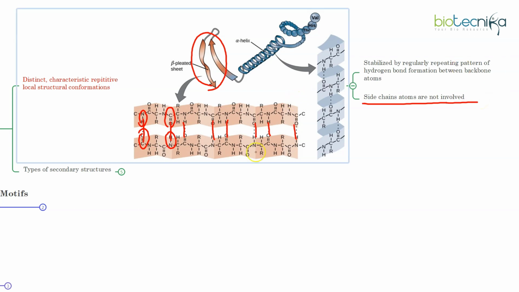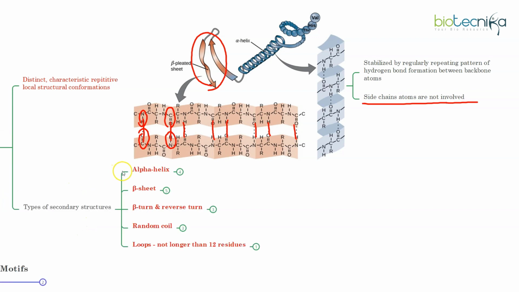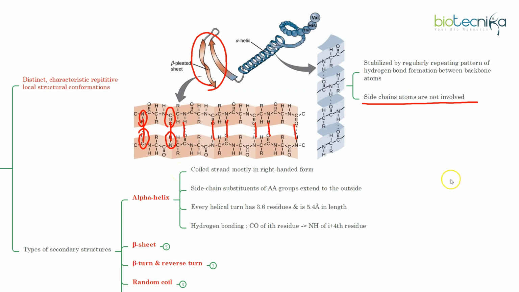Now let's look at what the types of secondary structures are. The more popular ones are alpha helix and beta sheet. But apart from that, you also have beta turn, reverse turn, random coil, and even loops. Let's look at them one by one. First, let's talk about alpha helix.